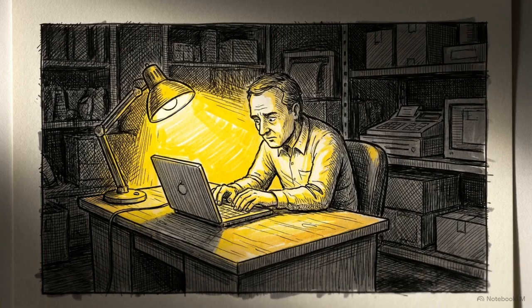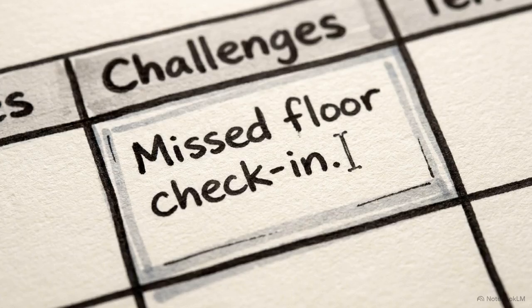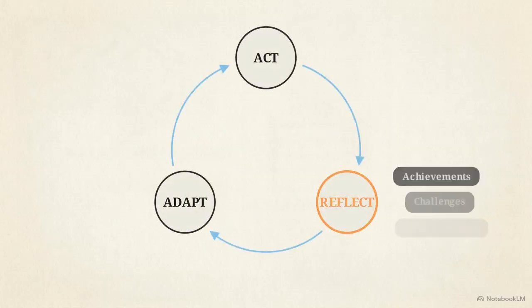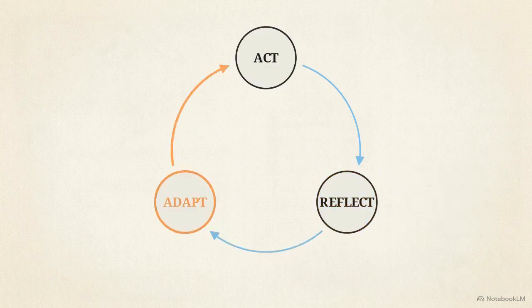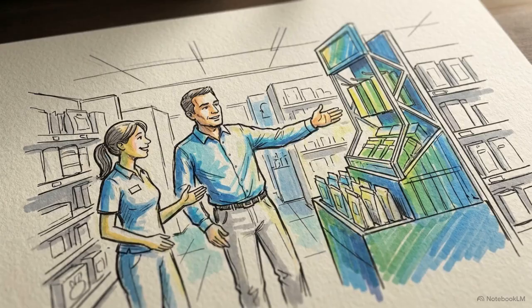Filling this out at the end of every shift requires humility. You have to actively record where you fell short. But this daily habit of reflection allows you to process feedback and adapt your leadership approach so you can maximize your impact on the floor.